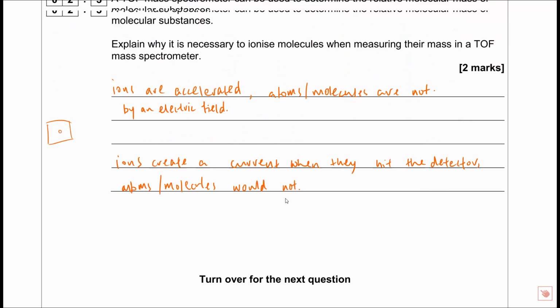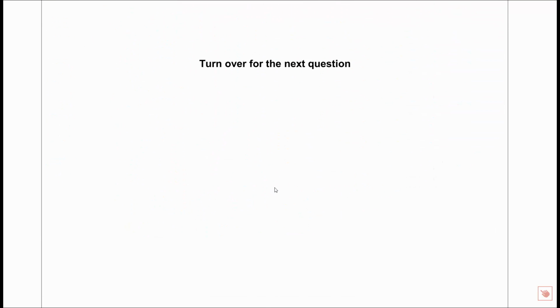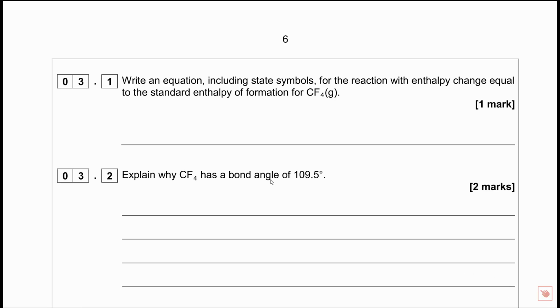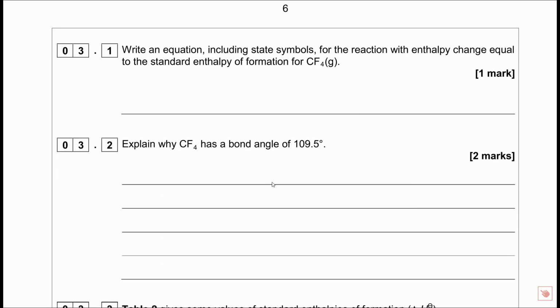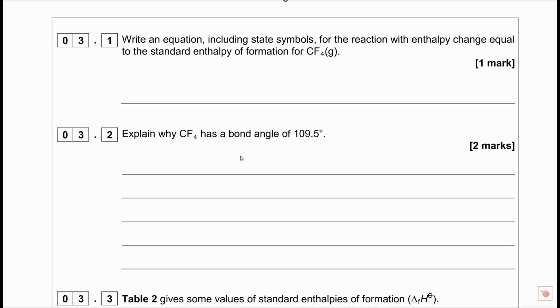So next question. There's not even a total box anymore. They don't even total. Oh, this is appalling. Question 3. So there was a number of marks for that, but I don't know what it was about adding it up. It was something like 8 marks for that question. Question 3. Write an equation. The student states was the reaction with enthalpy change equal to the standard enthalpy of formation of CF4 gaseous.